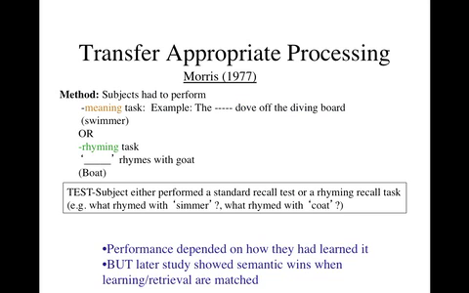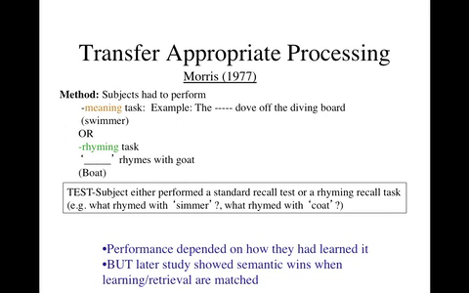And what Morris found was this idea of transfer appropriate processing, that the quality of memory isn't only dependent on whether you encoded something deeply or not. It can depend on whether the retrieval cue matches the way in which you learned it.